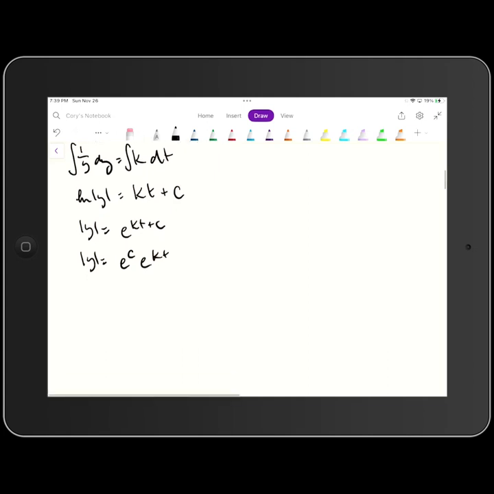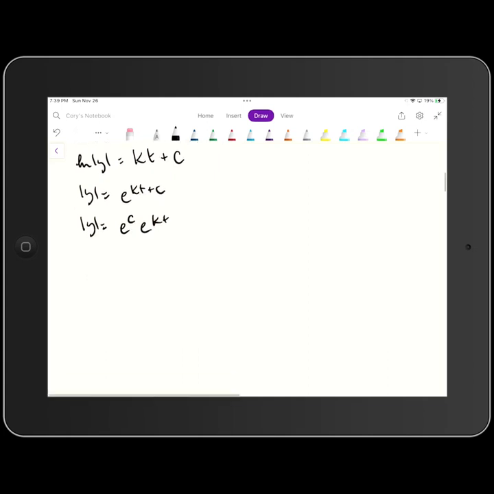And then I'm going to drop the absolute value bars on the left-hand side by putting a plus or minus in front of my expression on the right-hand side. And then I'm going to rename the constant, plus or minus e raised to the c power, out front. I'm going to call that a. So y is going to be equal to a times e raised to the kt power, where a is equal to plus or minus e raised to the c power.